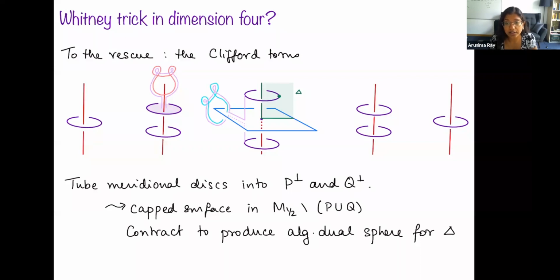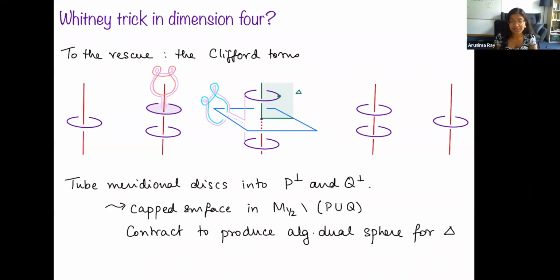And when I do contraction, I produce for myself an algebraically dual sphere for delta. And why is that algebraically dual? Well, I have this point of intersection, which does not get affected at all. And then I don't really know how delta and P perp and Q perp interact with one another, but because I did this symmetric contraction process, I know that these new intersections are not really going to count. And so the only intersection that gets picked up is precisely that one, which tells me that algebraically there's a single point of intersection between delta and its new partner coming from the Clifford torus.